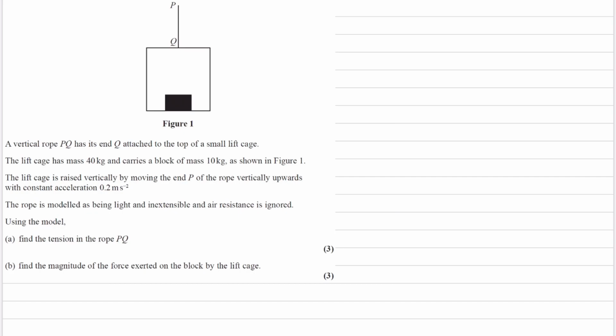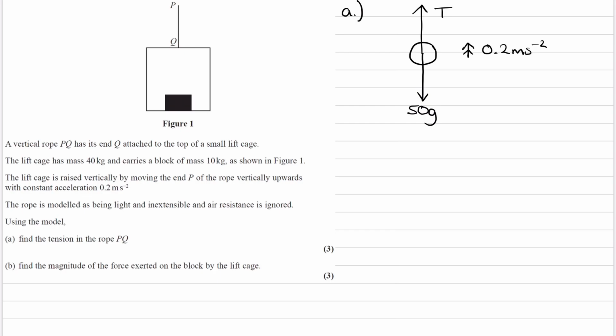So the easiest way to work this out would be to consider the lift cage and the mass as one single object. So that's this. The overall mass of the lift cage plus the block would be 50 kilograms. So the downwards weight force will then be 50g. And the upwards force would just be the tension in the wire, T. We're given the upwards acceleration, which is 0.2 meters per second squared.